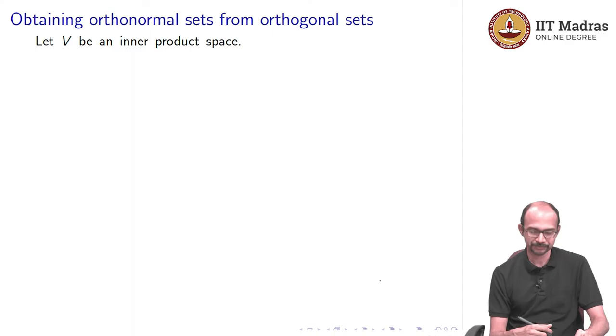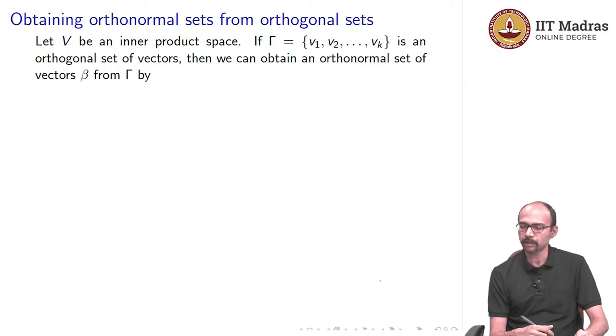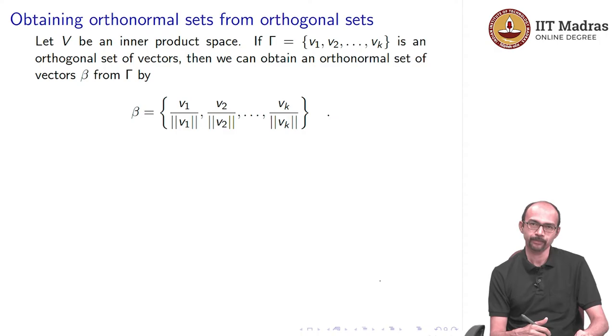So, let us talk about obtaining orthonormal sets from orthogonal sets. Suppose you have an inner product space, and gamma is a set v1, v2, ..., vk, which is an orthogonal set of vectors. Then we can obtain an orthonormal set of vectors, which let us call beta, from gamma by the following procedure. You take each of these vectors and divide it by its norm. Then we are claiming that this is an orthonormal set.